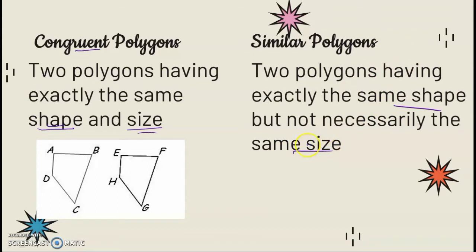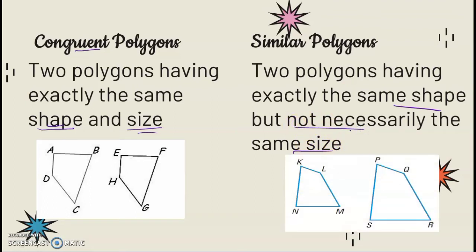So, pag sinabing similar, parehas lang ng shape, hindi automatic na same size. So, pwede rin siyang same size, kasi nakalagay naman dito, not necessarily. So, example ng similar polygons is ito. So, as you can see, mas maliit si KLMN, pero same shape siya. So, similar polygons sila. So, ganun lang yung pinagkaiba ng congruent polygons and similar polygons.